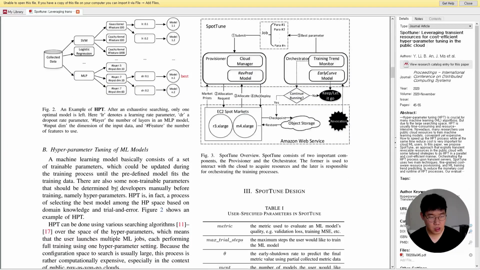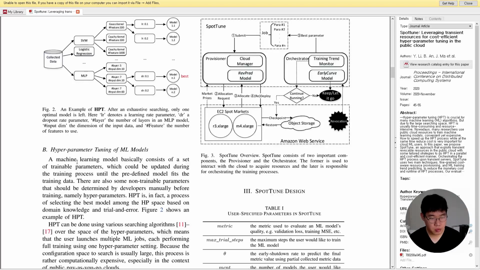Hyperparameter tuning. An example of HPT. After the exhaustive search, only one optimal model is left. Here LR denotes a learning rate parameter, DR a dropout rate parameter, layers the number of layers in the MLP models, input dim the dimension of the input data, and features the number of features to use. Hyperparameter tuning of machine learning models.